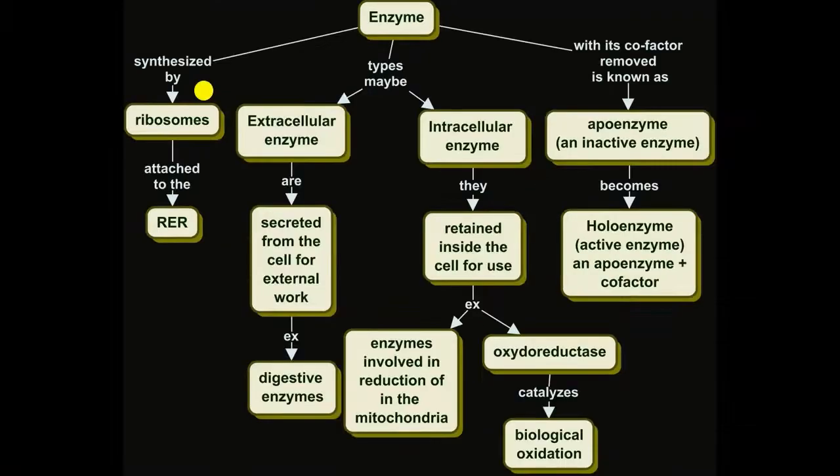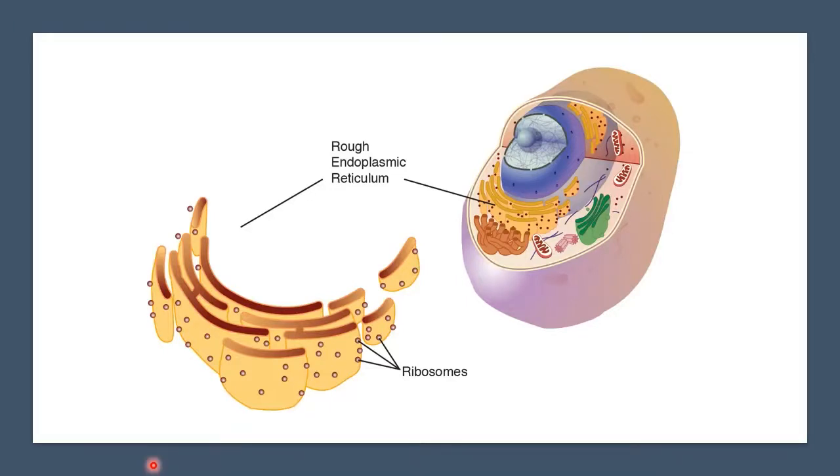Now, enzymes are synthesized in the ribosomes, specifically the ribosomes that are attached to the endoplasmic reticulum. These make up the rough endoplasmic reticulum. This is an image of the rough endoplasmic reticulum. So these are the ribosomes that are attached to the endoplasmic reticulum found in our cell.